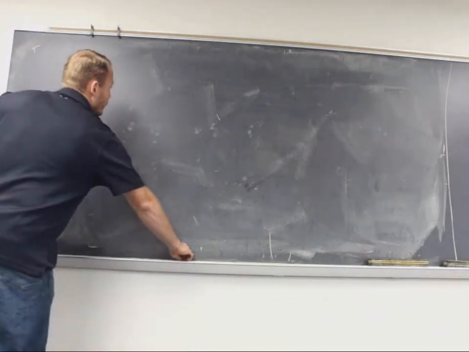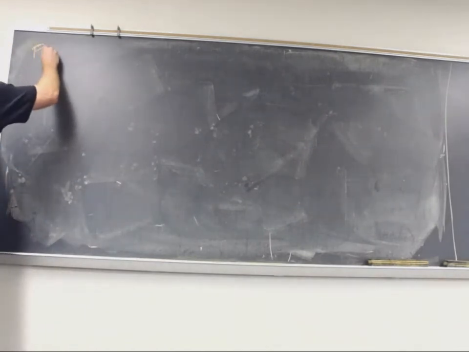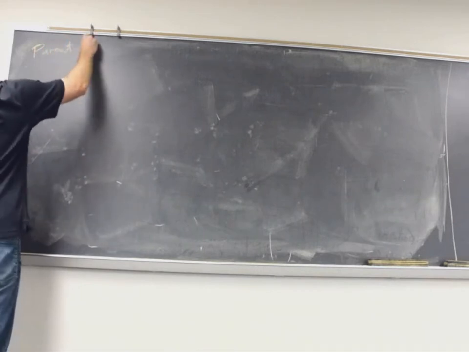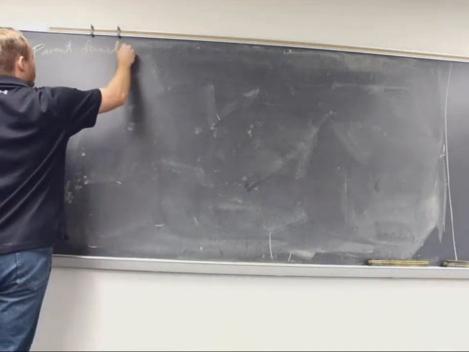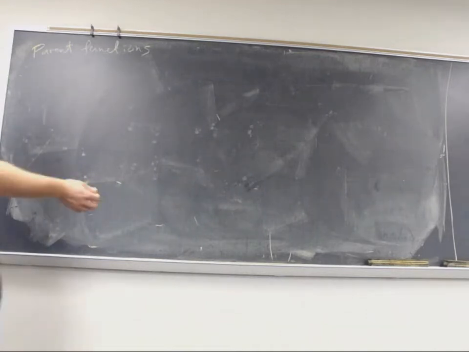Okay, so to start the transformations of graphs, I want to look at first just the parent functions only. And this is some helpful info, some graphs that you should remember off the top of your head, how they look and their coordinates and everything.